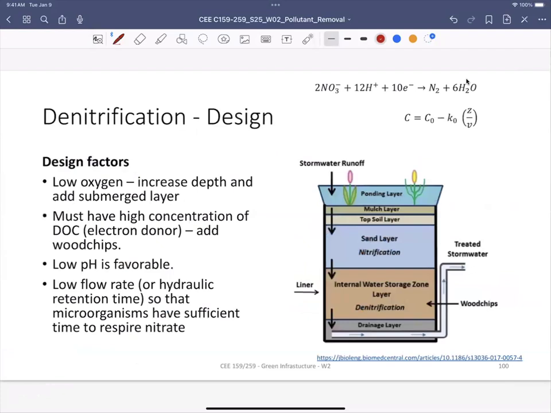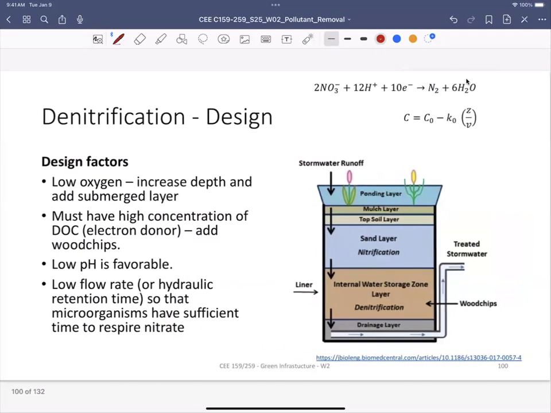So what are the design factors? Again, the removal of nitrates depends on low oxygen conditions, and high DOC. High DOC means you have a lot of organic matter. That organic matter is basically the reason why oxygen will deplete very quickly, because some of the bacteria will eat that. And then DOC also supplies electrons. You also need low pH and low flow rate because this process is very slow. So that means you want to have a low flow rate for things to work slowly.